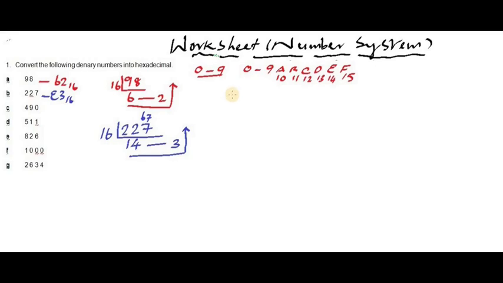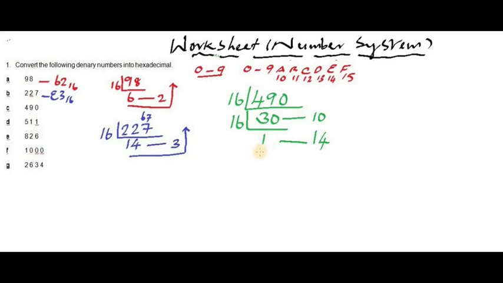Now let us move on to the next question. The next question is 490. It's a decimal number, so you have to divide it by 16. Here it is 30 times 16. 30 times 16 is 480, so the remainder will be 10. I already told you that until you get a number smaller than 16, you have to keep on dividing. So again you divide this by 16. Here 1 times 16 is 16, so the remainder will be 14.